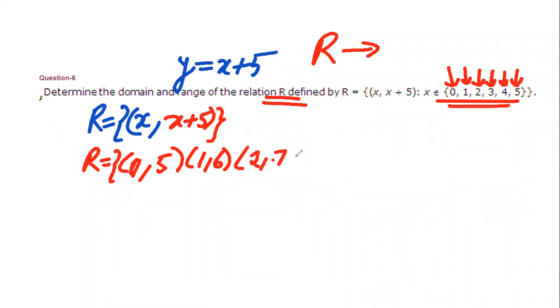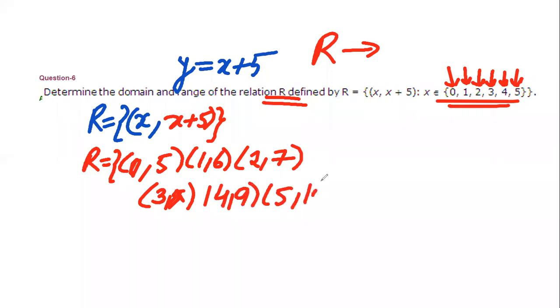2 with 7. Good. 3 with 8. That's right. 4 with 9. Very good. 4 with 4, what will come? 9. 5 with 10. So 4 with 9 and 5 with 10. Okay, that's 10. Good, Kunal.